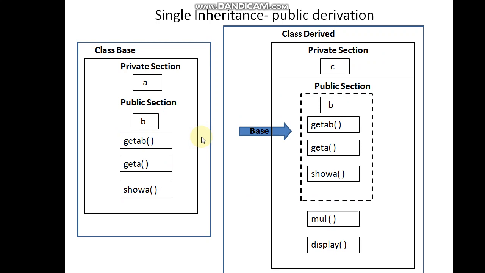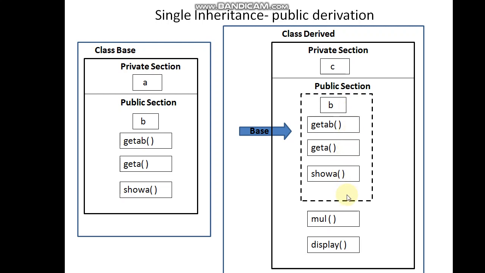Let's consider this with our example. The base class has a data member A which is private to the class, which will be used inside the class B base only. Public members are B, getAB, getA, and showA. These are the public members of the base class which are inherited by the derived class. Now public members of the base class will become public members of the derived class.